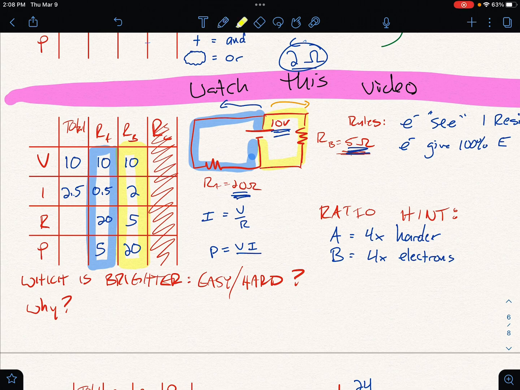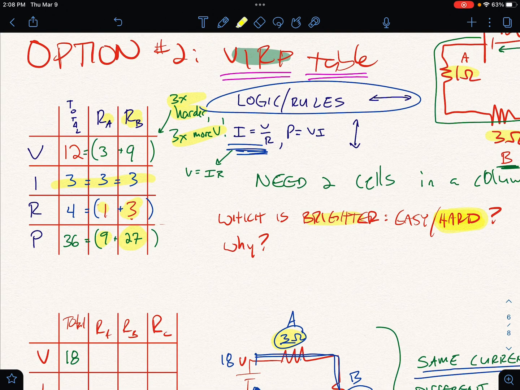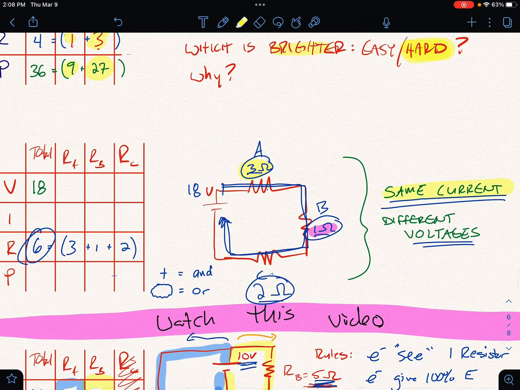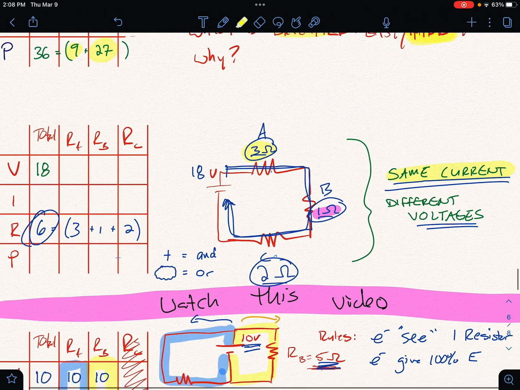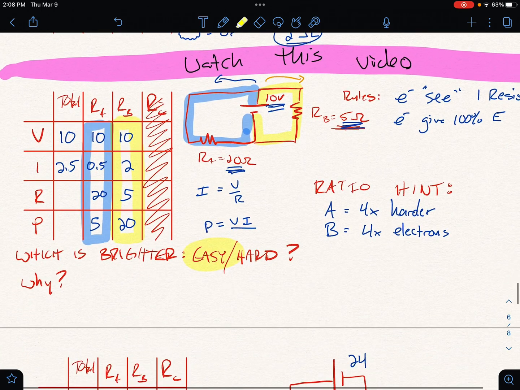That is the complete opposite of what we saw up here in series. In series, the harder one gets more power because everybody has to go see it. All the electrons have to go through all of them, so they budget their energy and they spend more energy on the one they want. So up here, resistor number A gets most of the energy from every electron. Down here, the harder one gets all of the energy of less electrons.